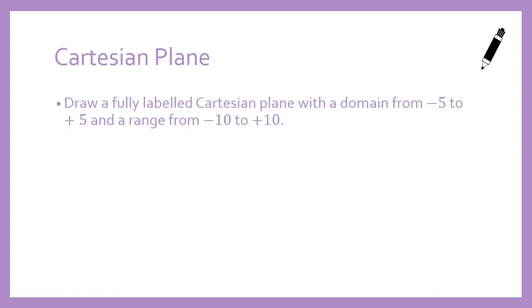I want you guys to draw a fully labeled Cartesian plane with a domain from -5 to +5 and a range from -10 to +10. So what this means is on your x-axis go from -5 to +5 and your y-axis from -10 to +10. So just pause the video here and draw your Cartesian plane.